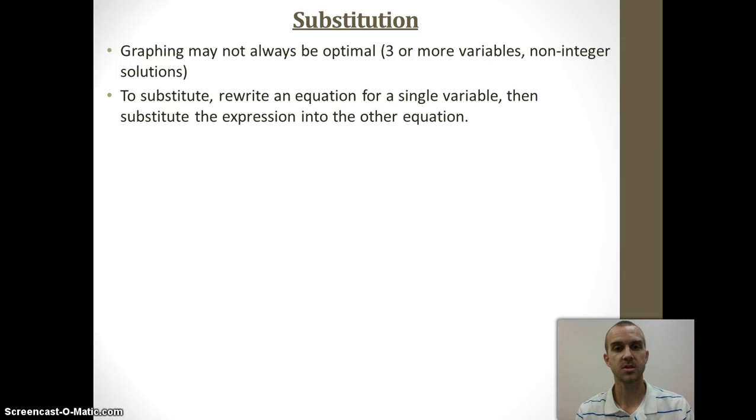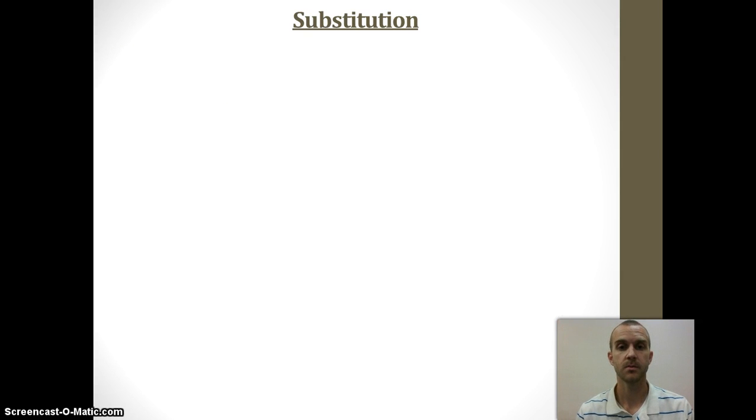With substitution, we recognize that we may not always be able to graph. Often if we're dealing with three or more variables, or if we notice that our solutions are not integers, it may be better to use substitution or elimination. When we use substitution, we rewrite an equation for a single variable and then substitute its expression into the other equation. We use that to go back and find each of the values for the variables.